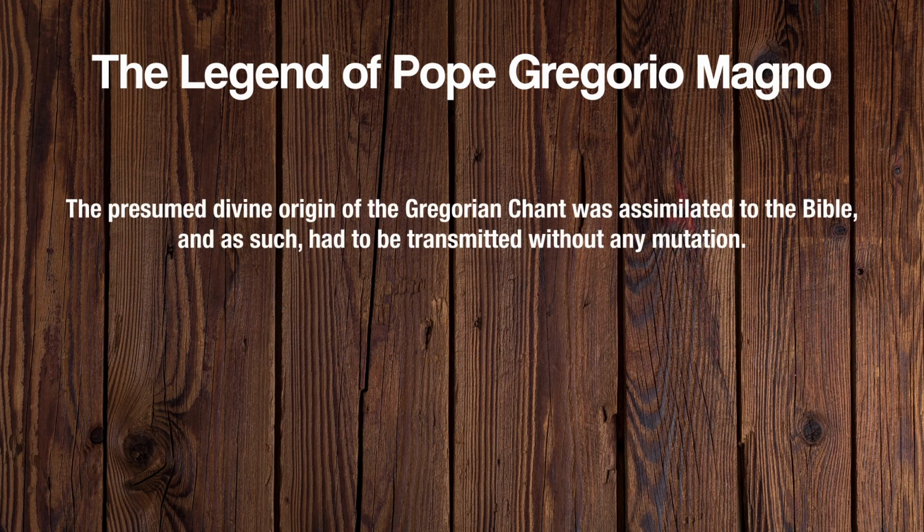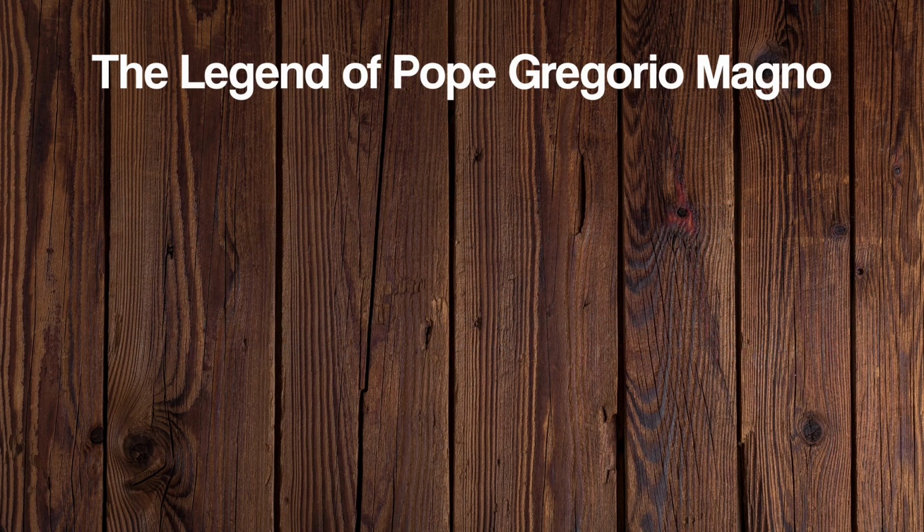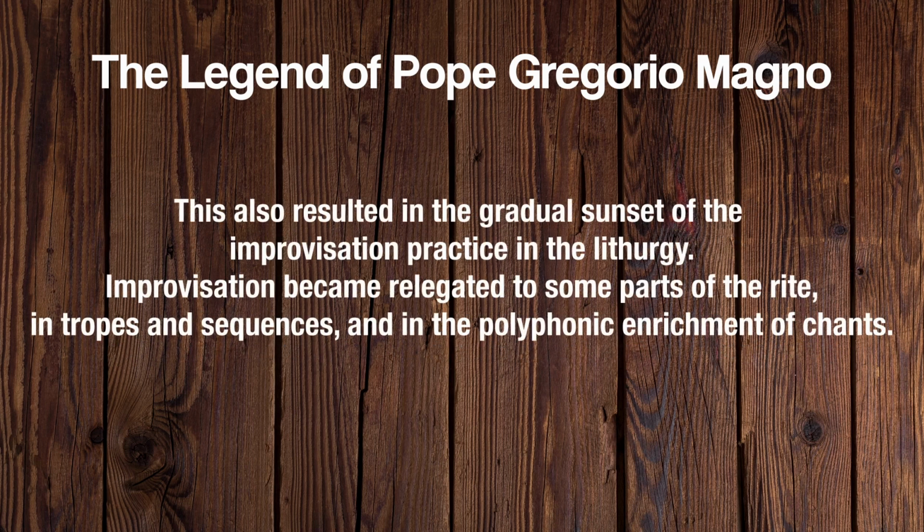The presumed divine origin of the Gregorian chant was assimilated to the Bible and as such had to be transmitted without alteration. This fact resulted in the modern concept of repertoire, a well-defined corpus of pieces that had to be kept identical through history. This also resulted in the gradual sunset of the improvisation practice in the liturgy. Improvisation became relegated to some parts of the rite, in tropes and sequences, and in polyphonic enrichment of chants.